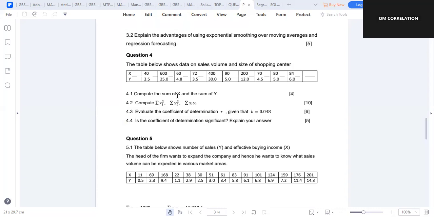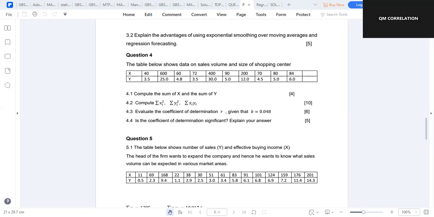Okay, so compute the sum of x and y. Who does that? And this one is coming: what is x squared, y squared, xy? Who does 10 marks? Can you imagine? Calculate the coefficient of determination given that b is this. Is the coefficient of determination significant? What is the expression for your answer? So I don't know whether we want to participate in answering that, or it's too easy to be done by me.